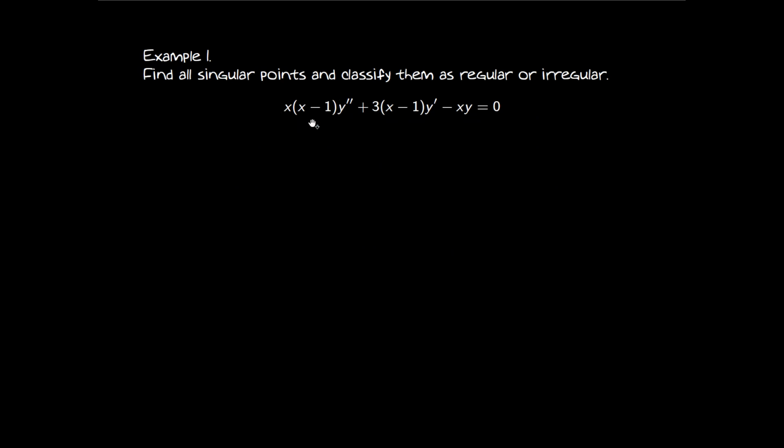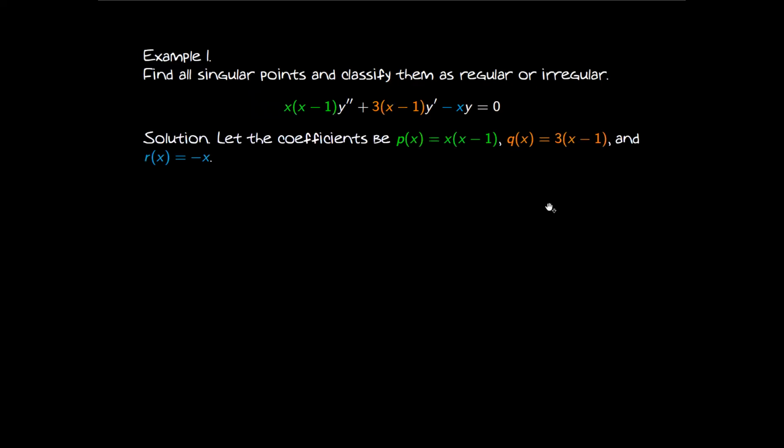And to classify the singular points, we need to check out two limits from the coefficients. So to make it easier for reference, we're going to denote the three coefficients as P, Q, and R. So that's the coefficients for the second derivative, first derivative, and zeroth derivative terms.